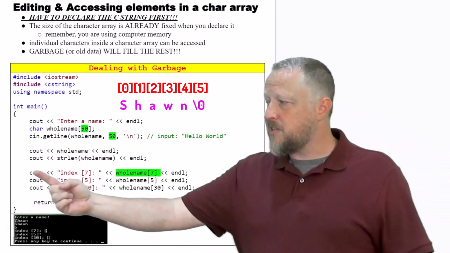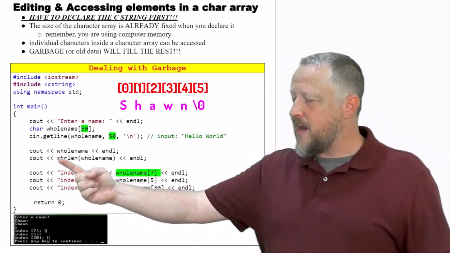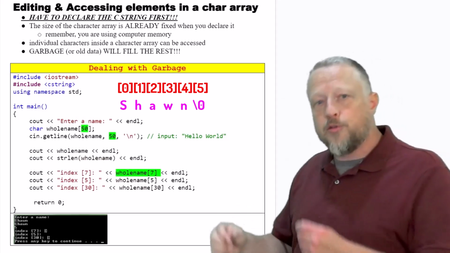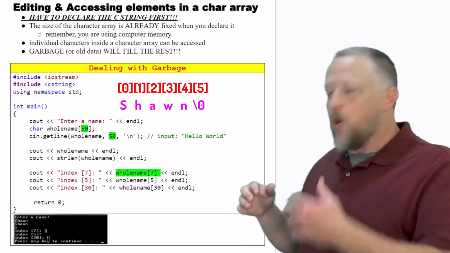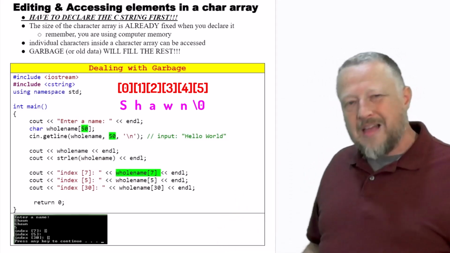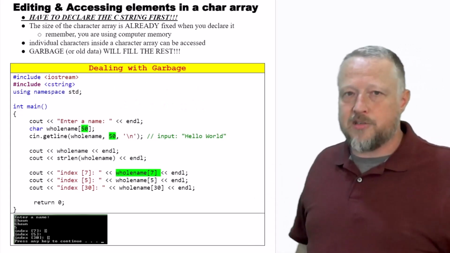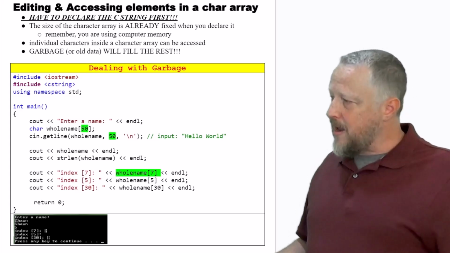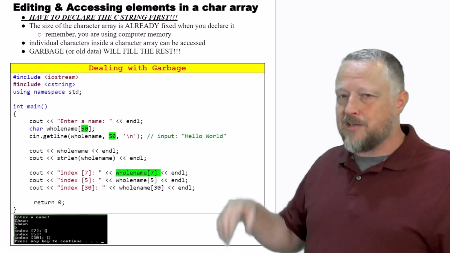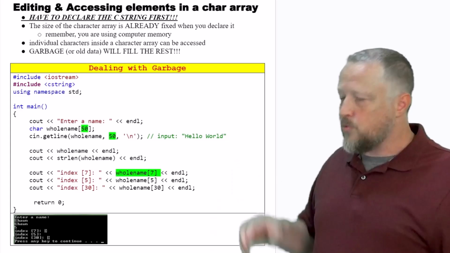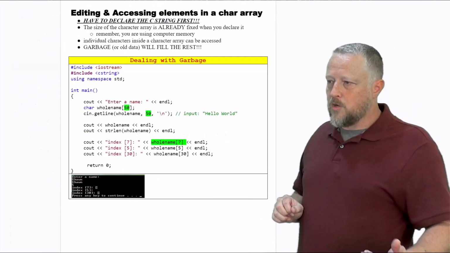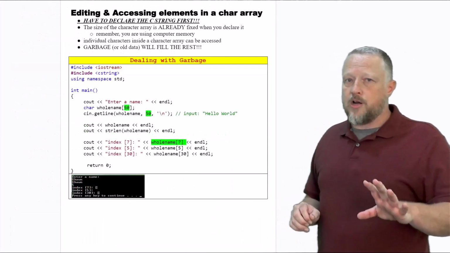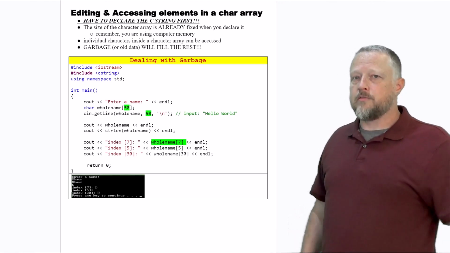tells us cout. Hey, I want you to cout the whole name, and cout goes, okay, I'm going to go through it with Sean, S-H-A-W-N, oh, \0, I stop. That's how important that \0 is in C strings. So just a heads up, when we're editing and accessing an element, this is what we have to worry about. And this is also a little bit of an introduction to validation, which will come up later.